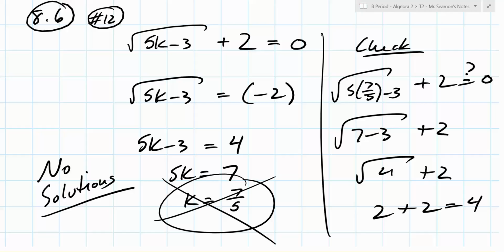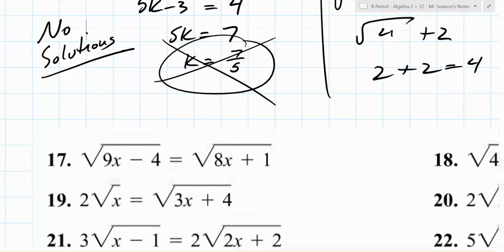So what's the smallest the whole left side can be? 2, because there's a 2 right there. It's 2. So that one, there are no solutions. Does that make sense? Yeah. So do you really, really got to check these? Yeah, you really do. You really do.